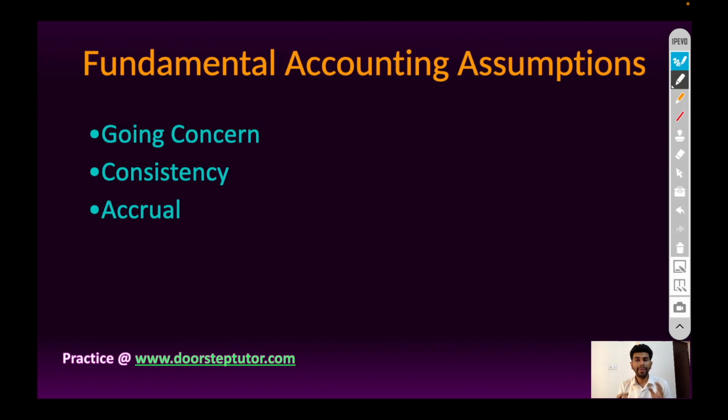There are three basic accounting assumptions: going concern, consistency, and accrual. The going concern principle states that the business organization is going to continue its operation for a longer period of time and it is not going to wind up or liquidate the business in the near future. The consistency principle states that any accounting system or accounting method used for one year will be continuously and consistently followed for another year.